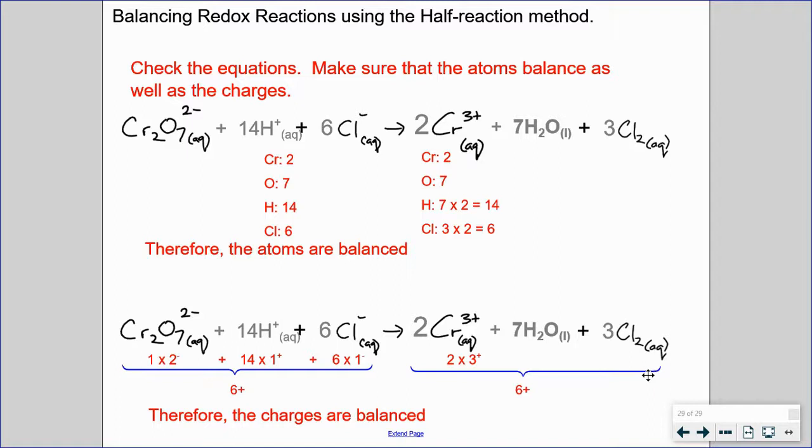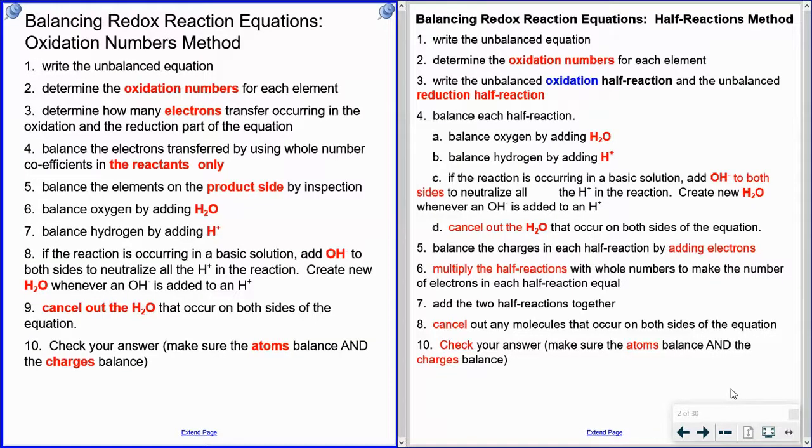So we're going to double check to make sure that the number of atoms and the charges on both sides are balanced. That's the end of this lesson on how to balance redox reactions using the oxidation numbers method and the half reactions method.